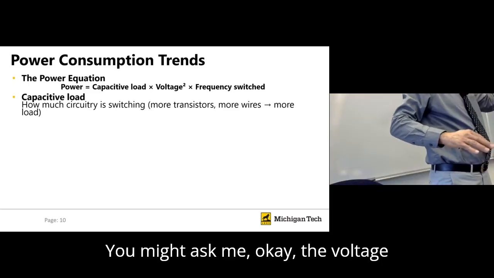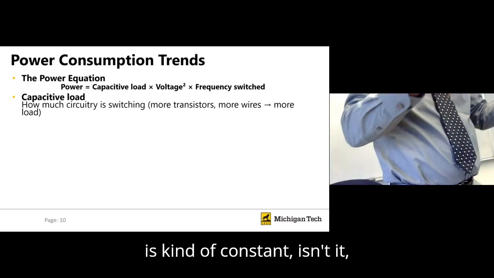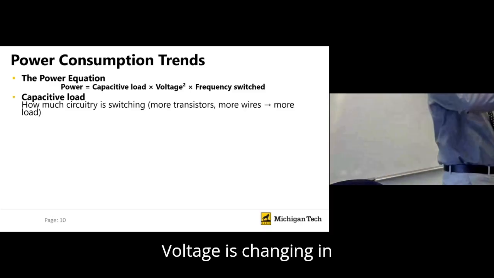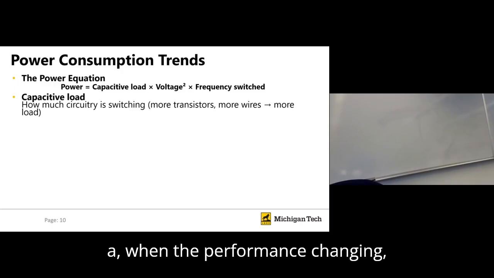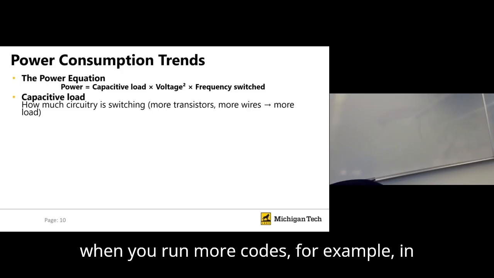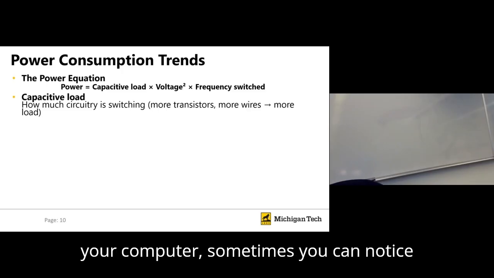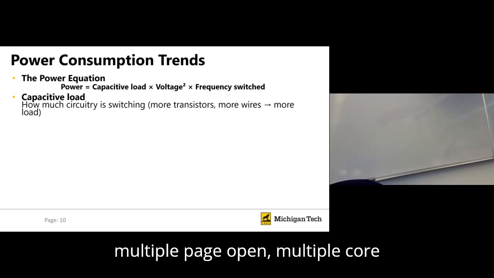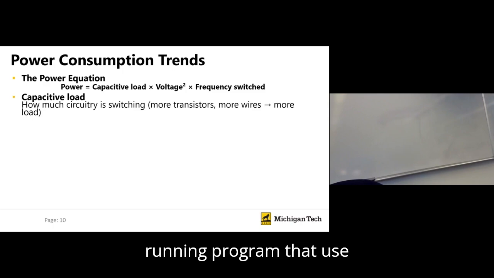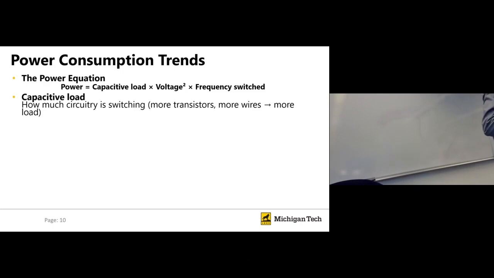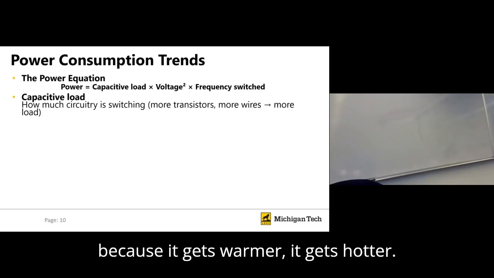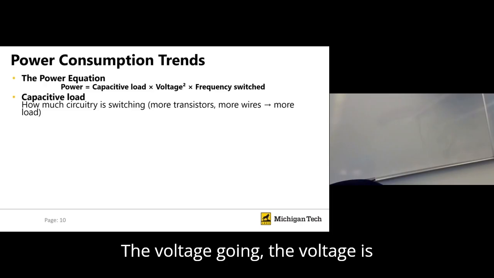You might ask me, okay, the voltage is kind of constant, isn't it, in CPUs? No, it's not. Voltage changes when the performance changes, when you run more code. For example, in your computer, sometimes you can notice that fans start working when you have multiple pages open, multiple cores running, or a program that uses lots of CPU resources. The fan starts working because it gets warmer, it gets hotter. The voltage is going up, the voltage is changing.